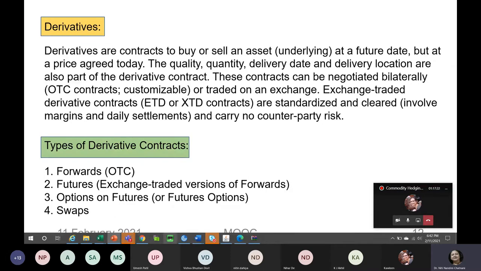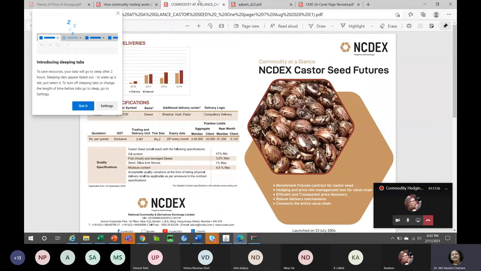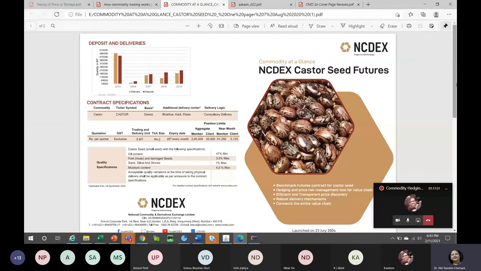Maybe I can try to show you what a castor seed contract looks like. So look at this. This is a castor seed contract on NCDEX. The quantity is 5 tons. So one contract means you're agreeing to buy or sell 5 tons. The date on which this contract will be settled is the 20th of each month. So you will get a contract for the 20th of the month. And the location will be any one of these places. So the location will be mentioned, Disa. Disa is the most common. Disa is a mandi in Gujarat. Or Bhabar, Kadi, Patan. So these are the locations.